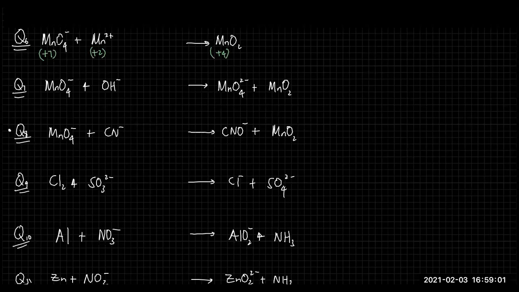This permanganate is getting reduced to manganese 4 oxide. Mn2 plus is getting oxidized to this. So same, right? Plus 7 to plus 4, the difference is 3. Plus 2 to plus 4, difference is 2. All right. Then how many manganese do I have? 2, 3, 5. Done.